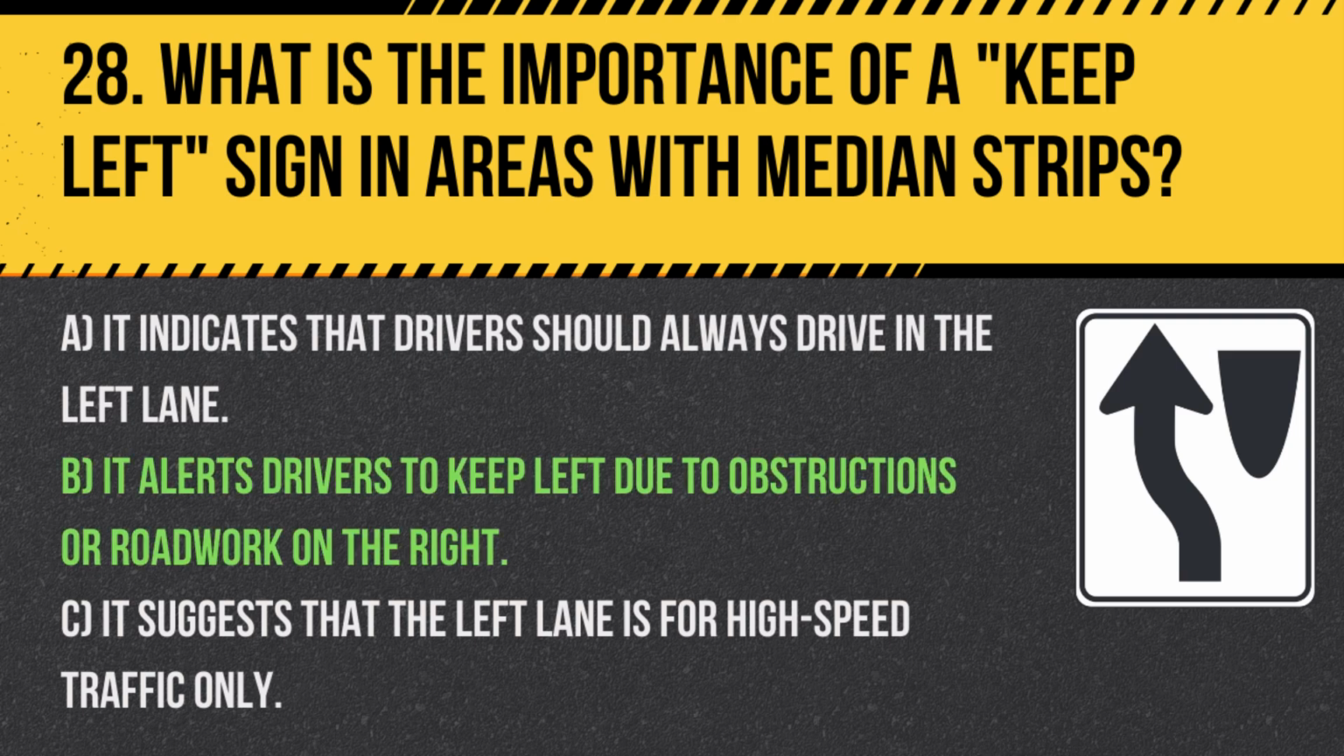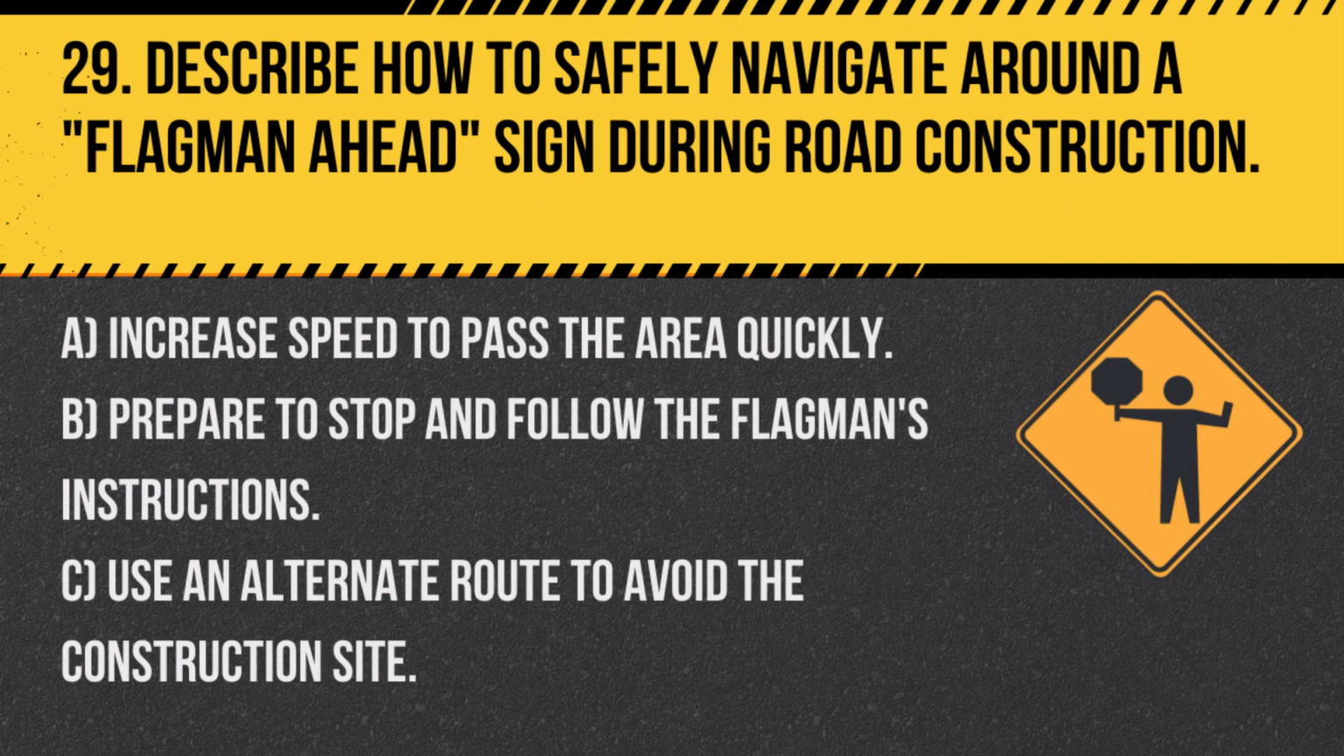Answer. B. It alerts drivers to keep left due to obstructions or roadwork on the right. This sign helps manage traffic flow and enhance road safety. Question 29. Describe how to safely navigate around a flagman ahead sign during road construction.